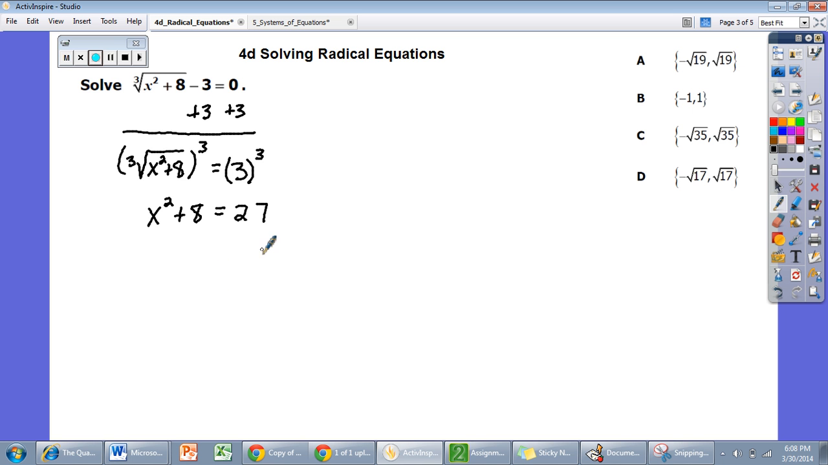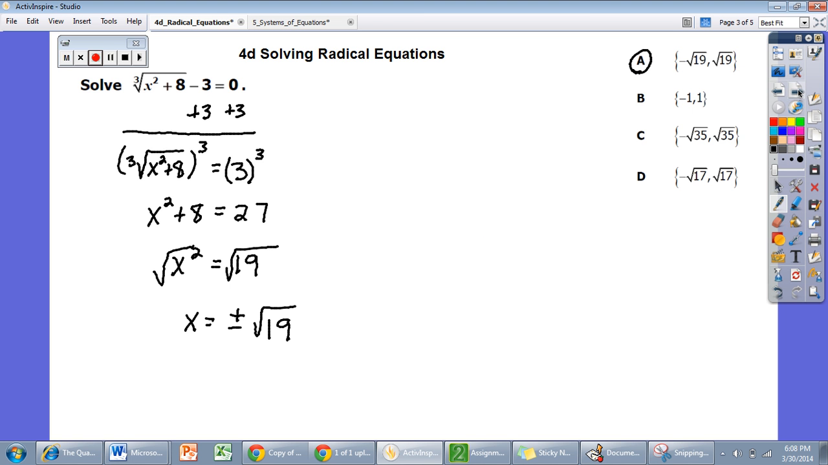Now I'm going to subtract 8 from both sides, so I get x squared is equal to 19. Then I'm going to take the square root of both sides, so that I get x is equal to the positive and negative square root of 19. I should check my answer just to make sure. I've already done that, so I know it's a valid solution. The correct answer here is A.